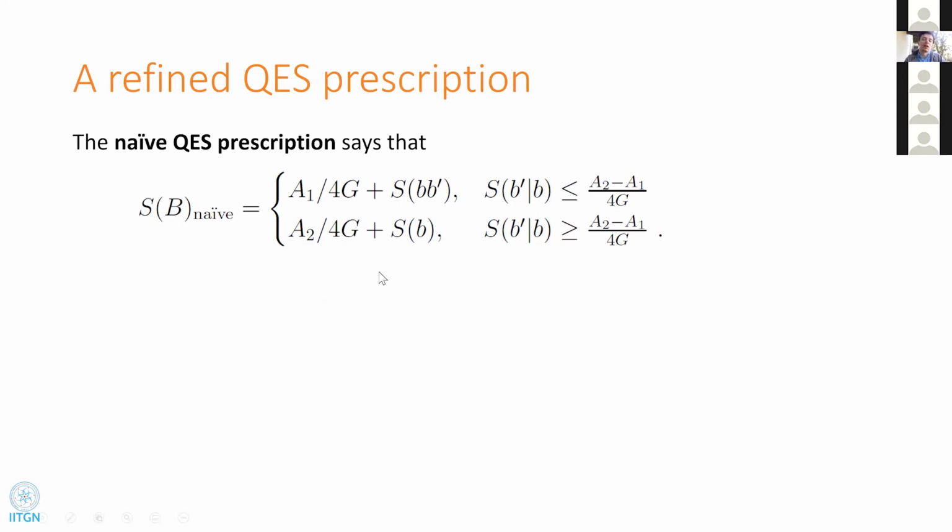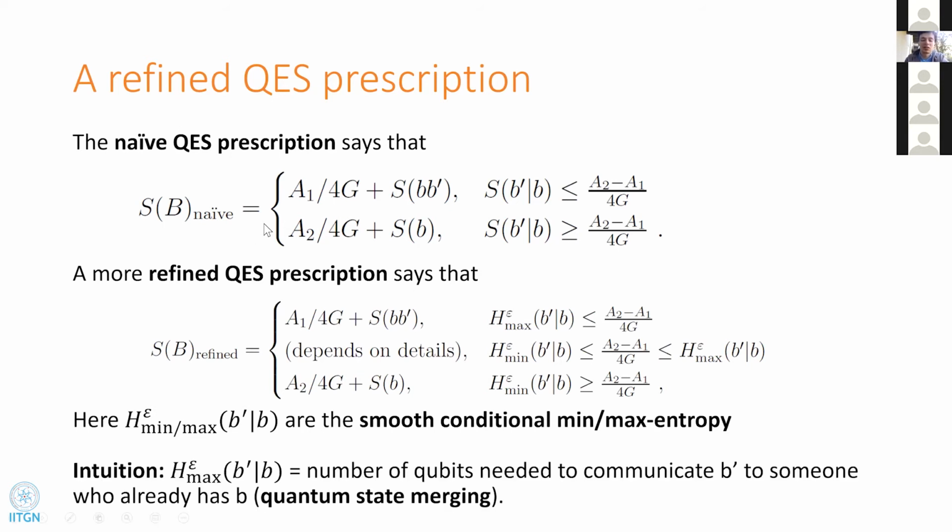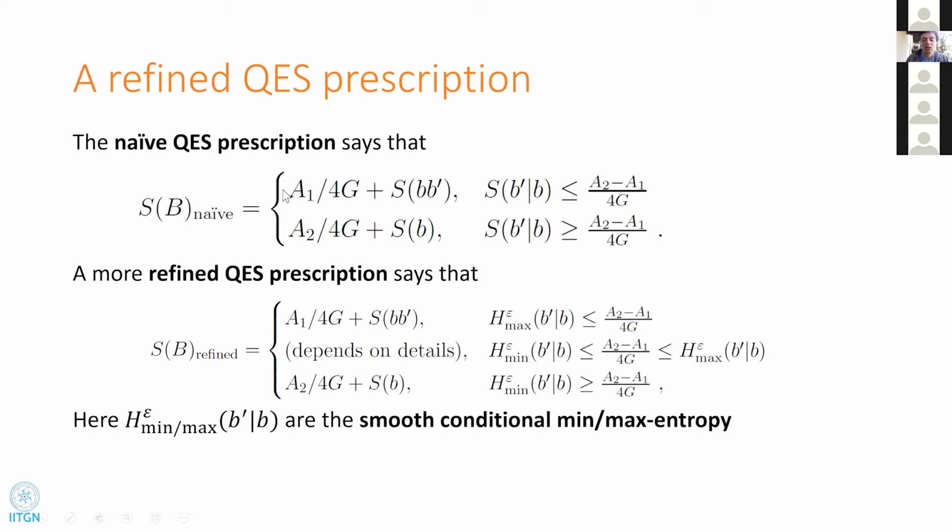And if the conditional von Neumann entropy is bigger than the difference, then we get area of A2 plus S of little b. Okay. The reason I wrote it like that is that that's going to be the natural way to define this refined set of conditions for QES, which is just that this top formula is only true when not the conditional von Neumann entropy is less than the area difference, but the conditional smooth max entropy is less than the area difference.